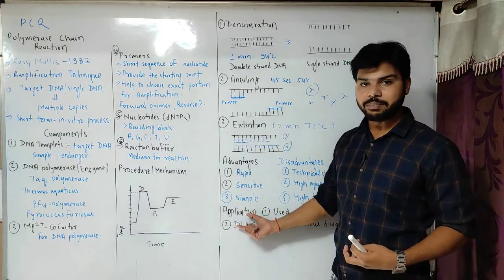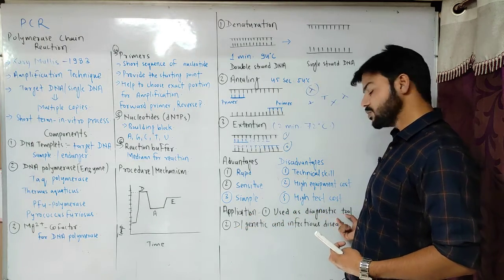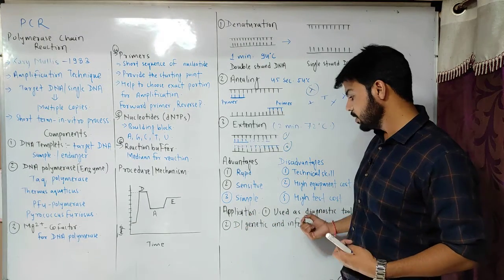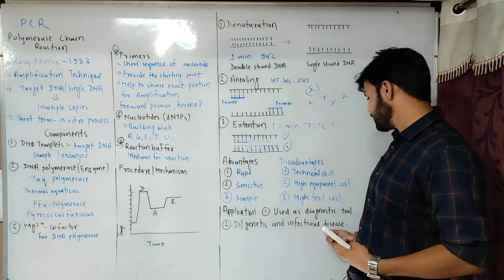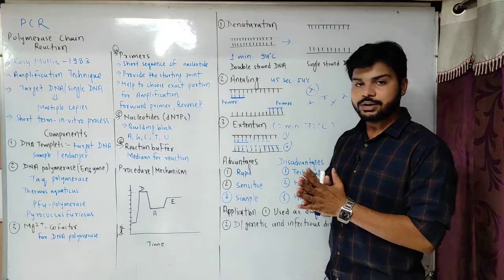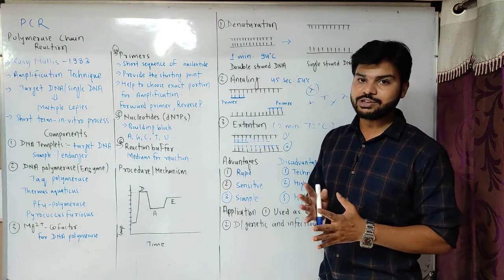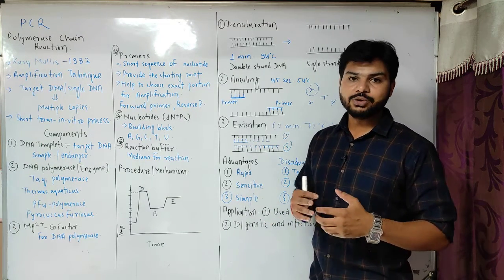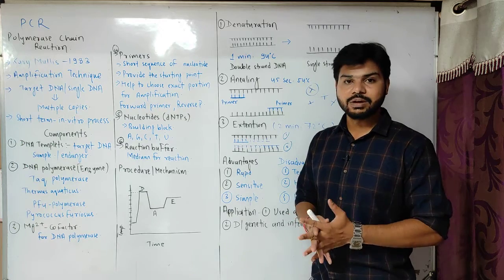Now we'll talk about the applications of this process. It is used as a diagnostic tool, and for genetic and infectious disease identification. Means there is broad utilization of this polymerase chain reaction. We can utilize it in the research field also, and in drug discovery also.